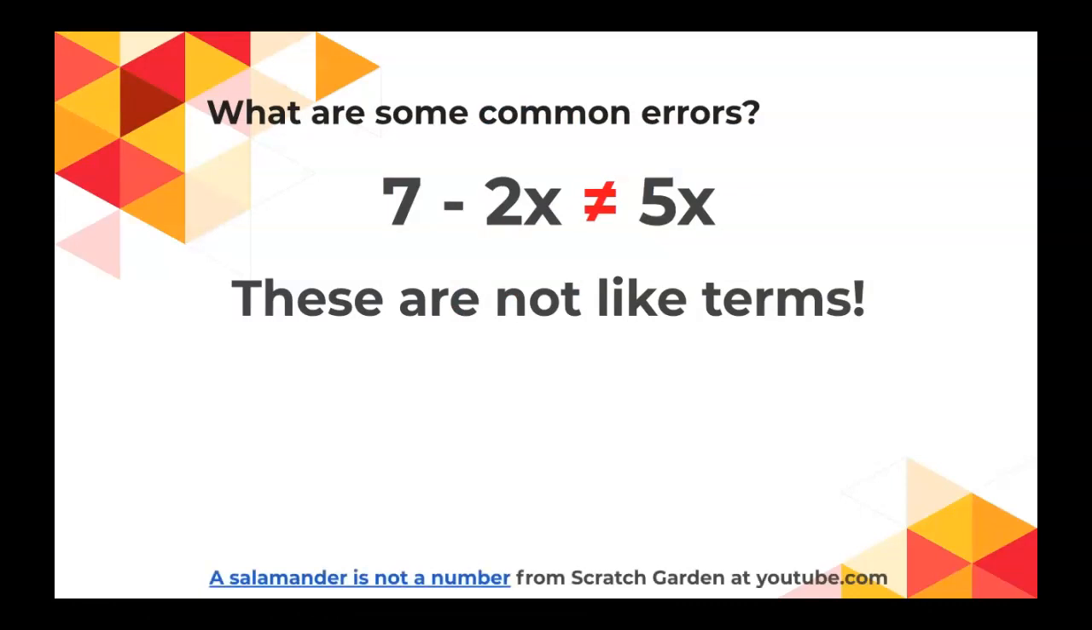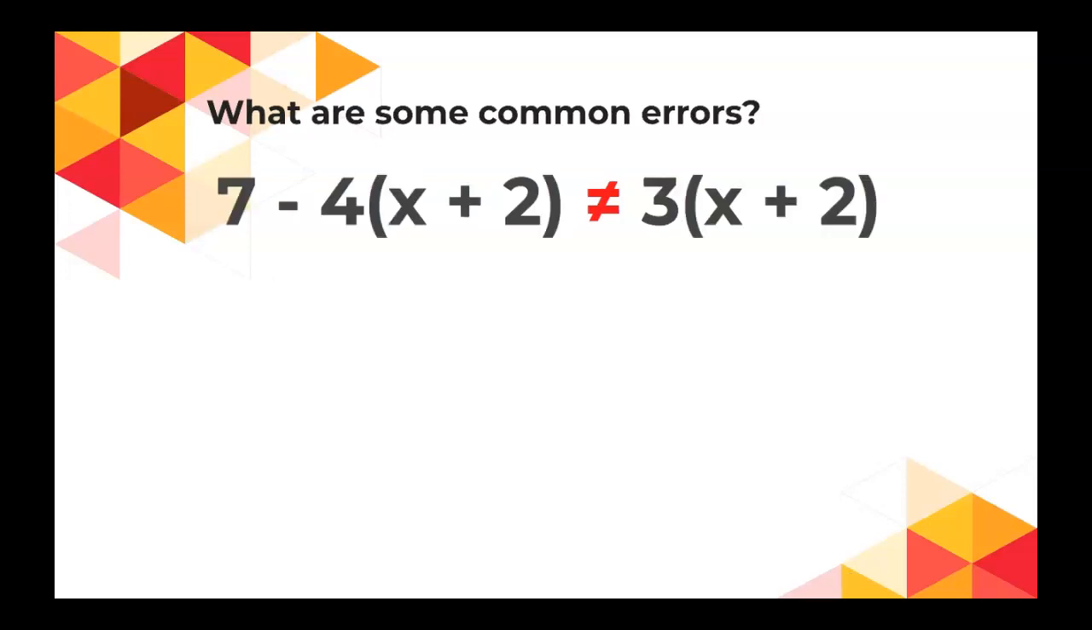So like this, even if 7 says it's like 2x, you can't just say we have 7 and we take away 2 salamanders and we're left with 5 salamanders. That does not make sense. This is true.